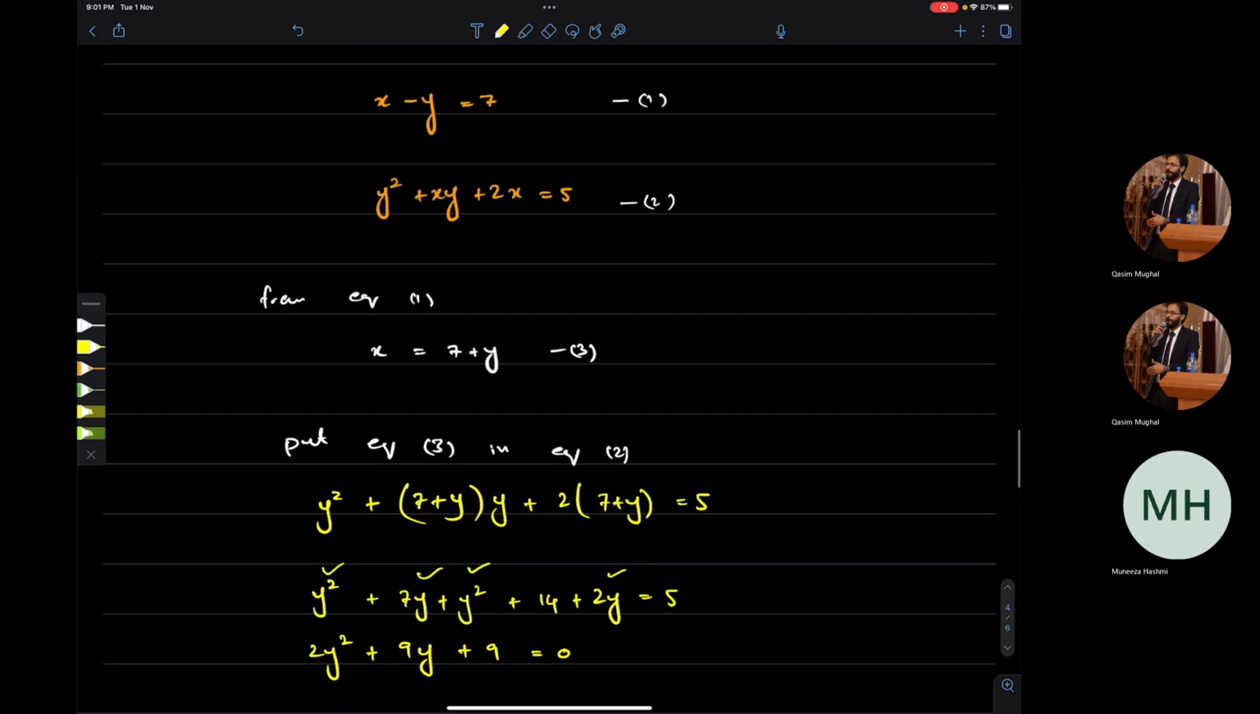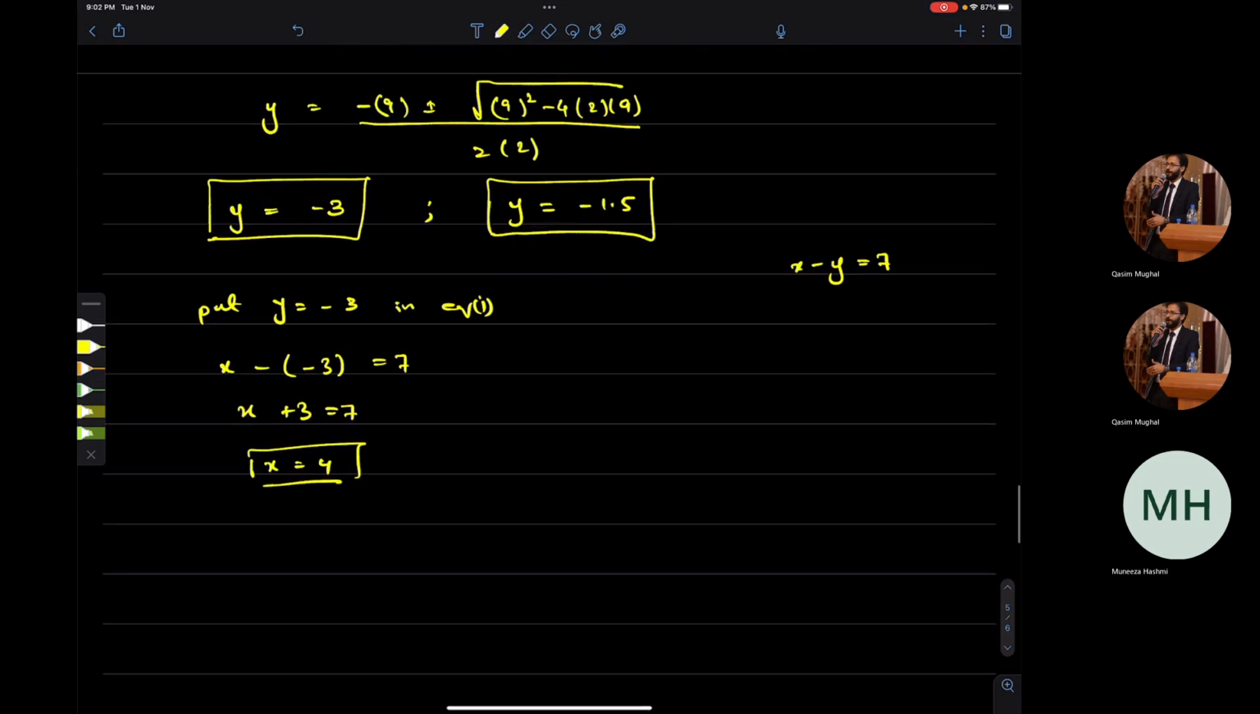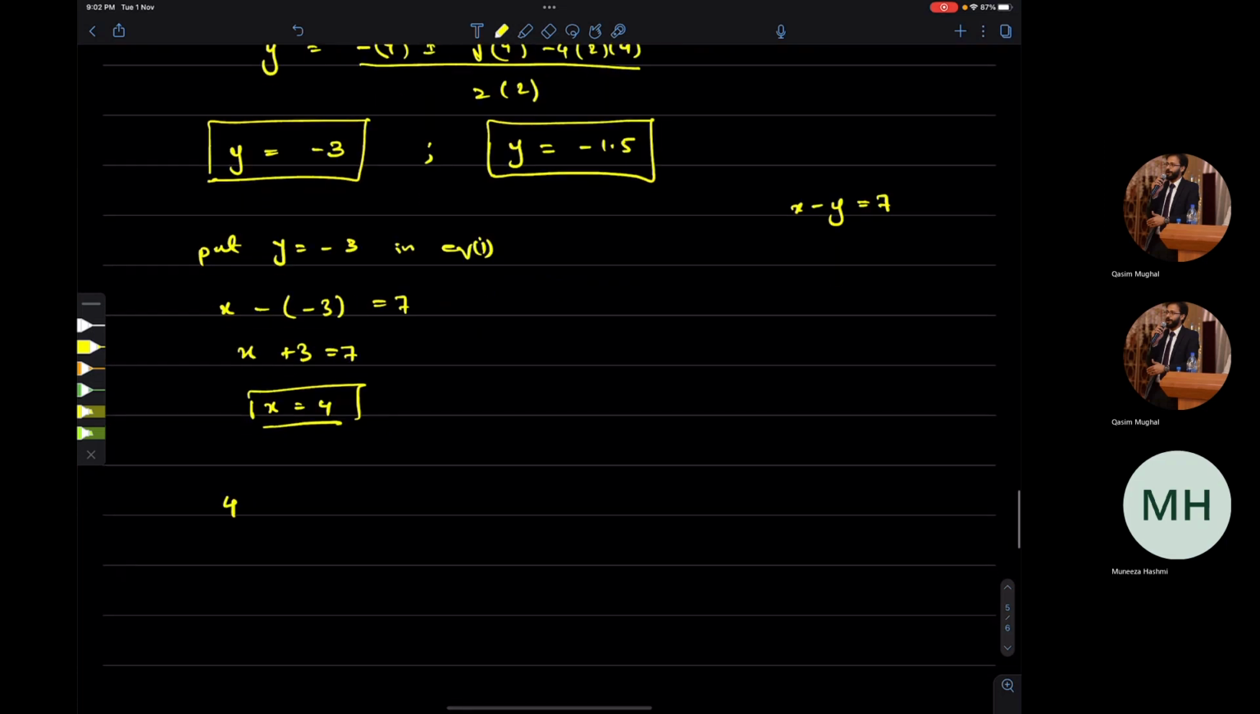That was equation 1, so I'm going to put that here: x minus y equals 7. Okay, so x minus (-3) equals 7. So x plus 3 equals 7. So x equals 4. So that's one pair of the solution: when x is 4, y is -3. Okay, so that's one solution.